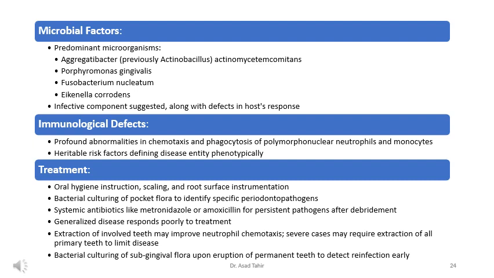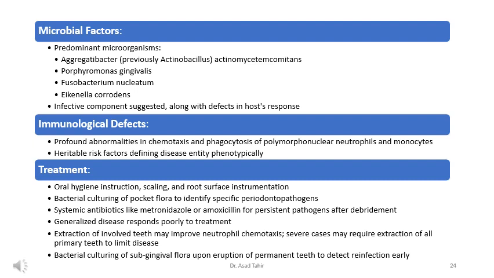Treatment. Oral hygiene instruction, scaling, and root surface instrumentation. Bacterial culturing of pocket flora to identify specific periodontopathogens. Systemic antibiotics like metronidazole or amoxicillin for persistent pathogens after debridement.